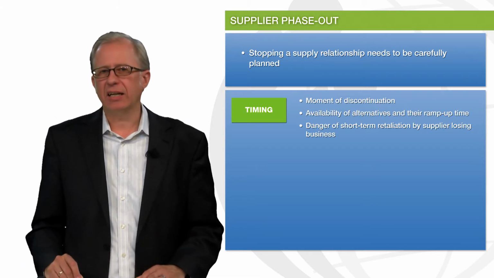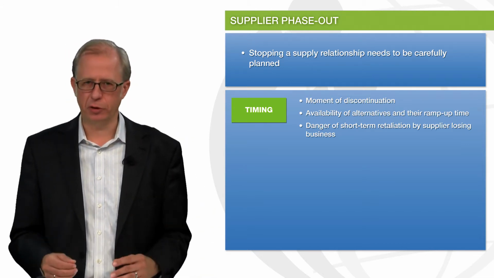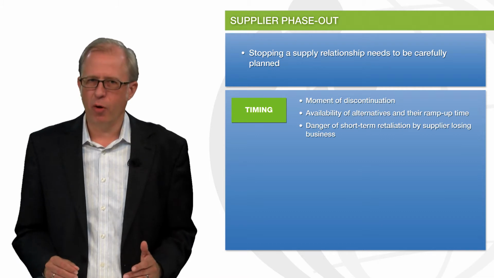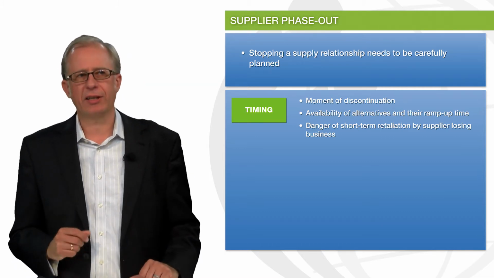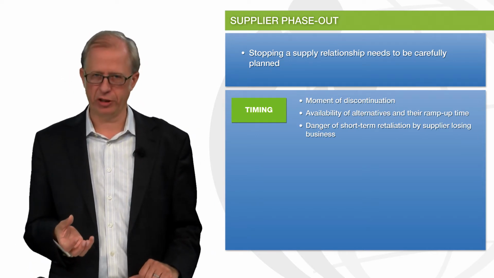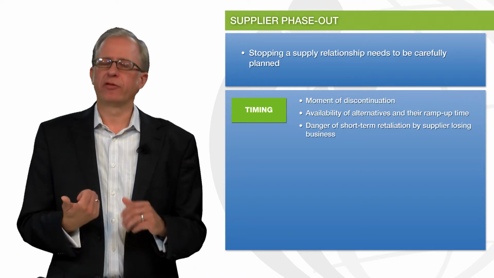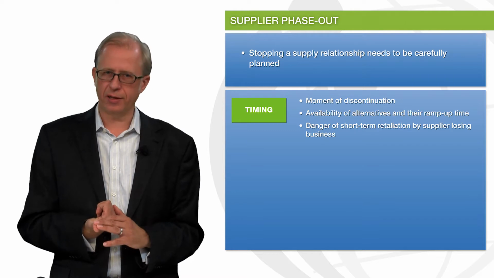But an important issue is to avoid that type of dispute. It is not clear how any of the parties would have profited from this type of dispute. Nonetheless, that is what is happening, and that is what we need to be prepared for as good purchasers. That's why we have to look carefully at the timing. When are we going to phase out a supplier?